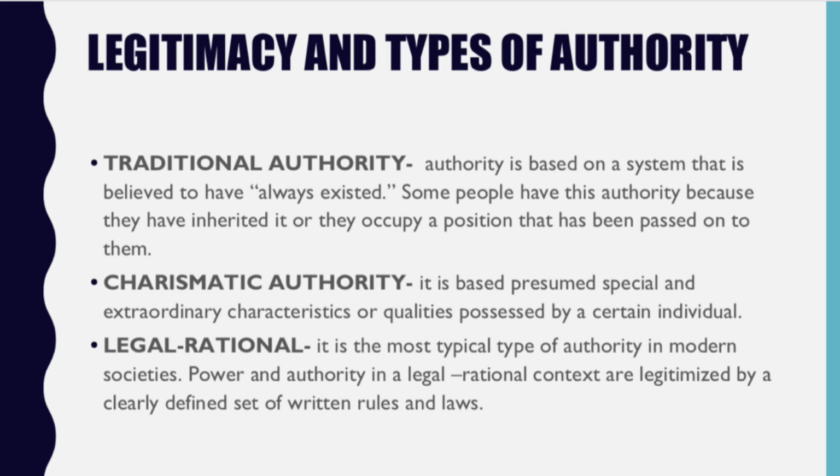However, charismatic authority is the most unstable type of authority as leaders may lose their charisma. So nagbabago din yung pananaw ng mga tao regarding sa leaders na malalakas yung dating. So maaaring mawala yung charm mo sa people. Okay, lastly, we have the legal rational. It is the most typical type of authority in modern societies. So power and authority in a legal rational context are legitimized by a clearly defined set of written rules and laws.